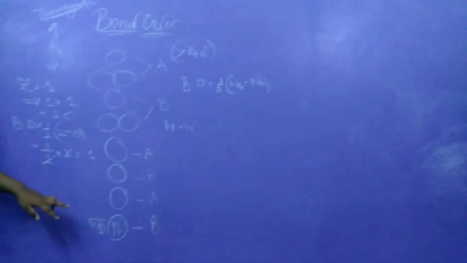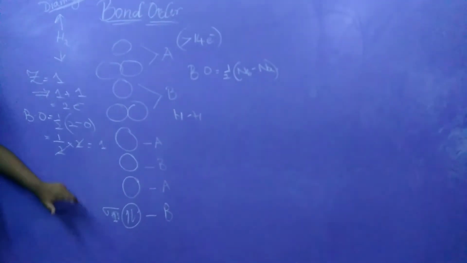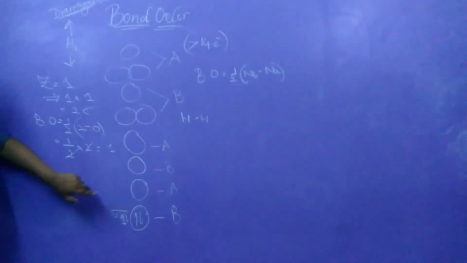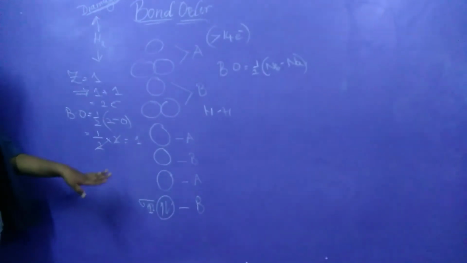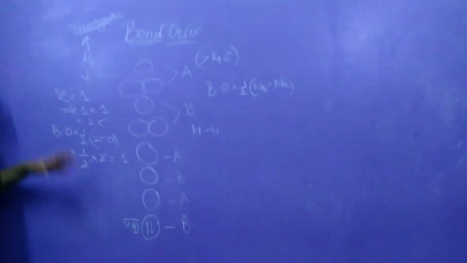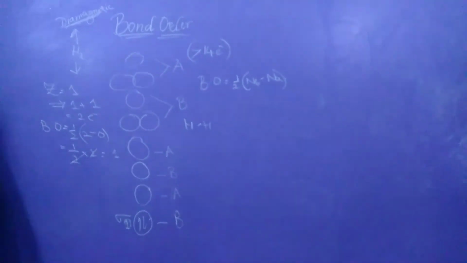Next thing, I also told you that let us check the stability of this. So here you see that the bonding has 2 electrons and antibonding has 0 electrons. So which is greater, bonding or antibonding? Bonding is greater than antibonding. So hydrogen is stable. That's it.